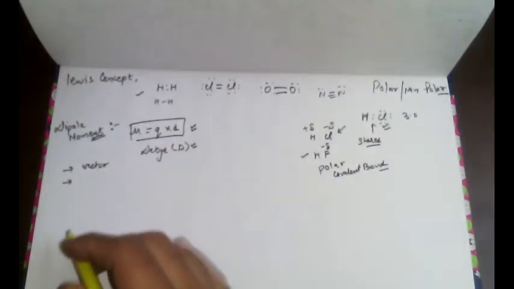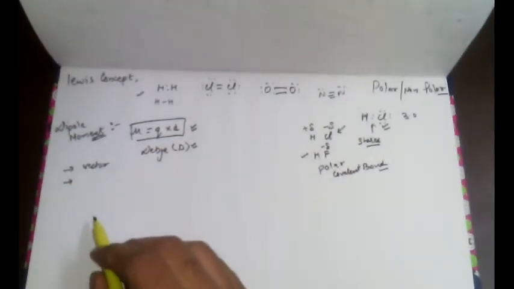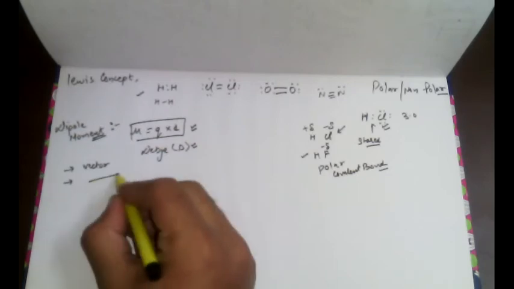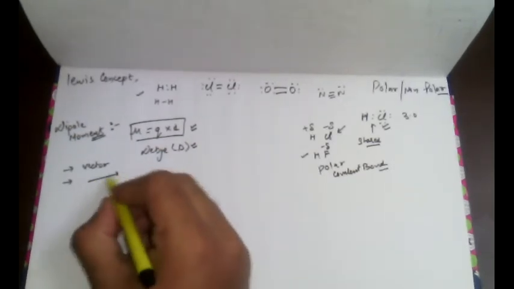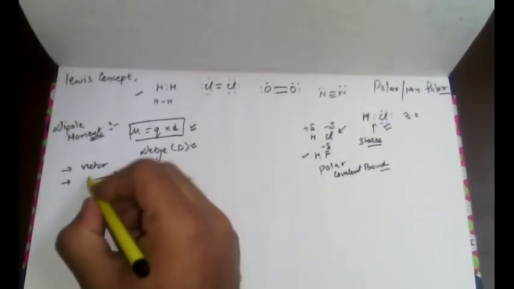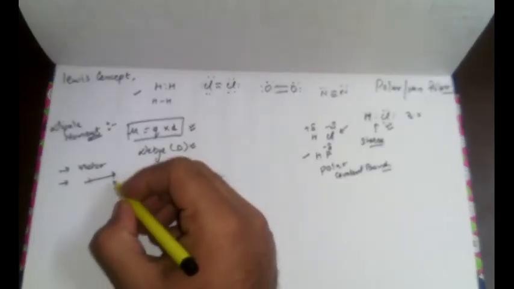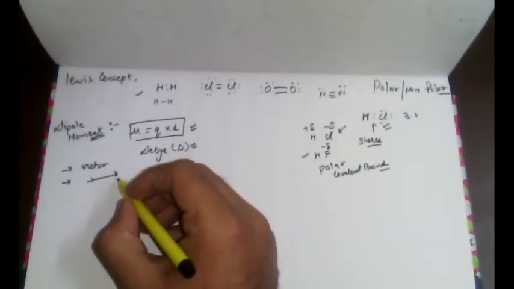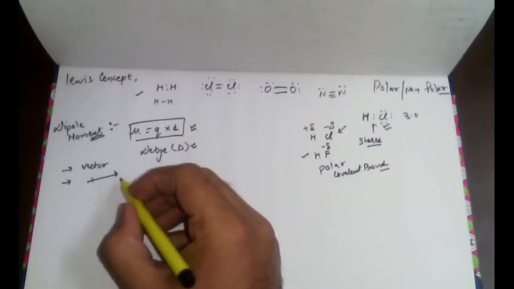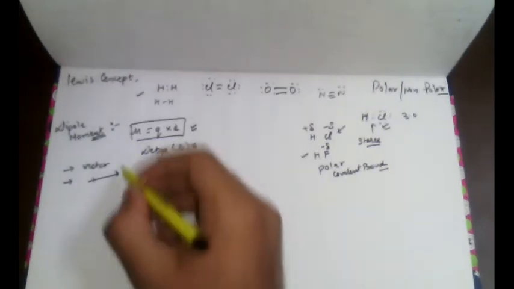Its direction is indicated by an arrow that points from positive to negative. The most important point is the direction: it is from the positive to the negative pole in a polar bond. We are talking about a polar bond.